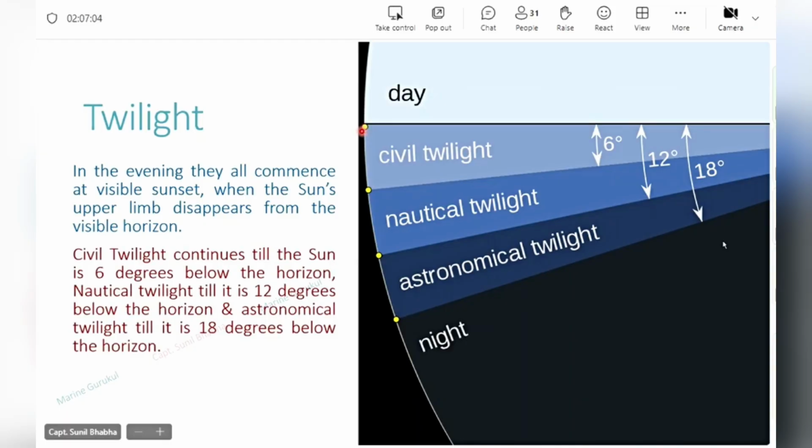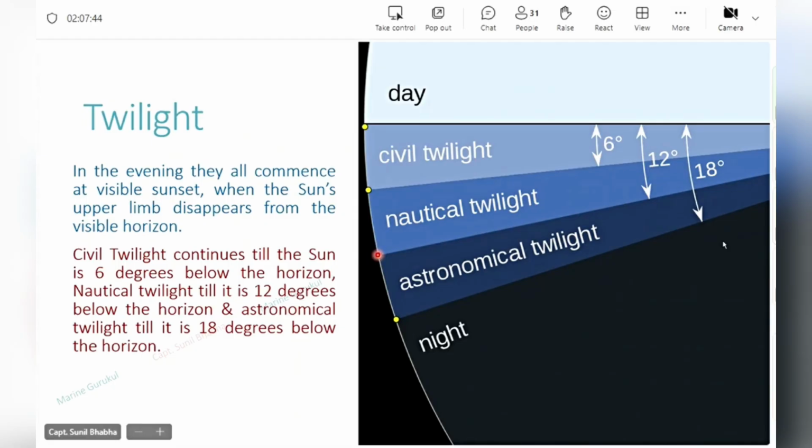The civil twilight continues till the time the sun is 6 degrees below the horizon. At this particular instant, the sun has gone 6 degrees below the horizon. You can see it is represented in the diagram also. Sun is 6 degrees below the horizon, and this is the period when civil twilight ends. The other two continue. The sun goes further down, and at this particular instant, when it is 12 degrees below the horizon, the nautical twilight ends.